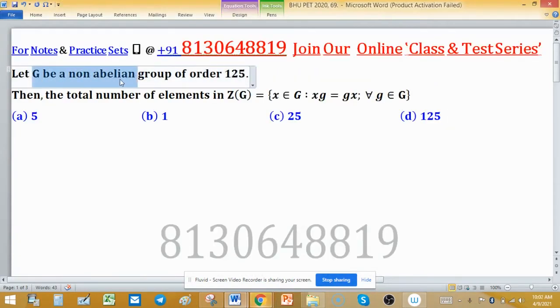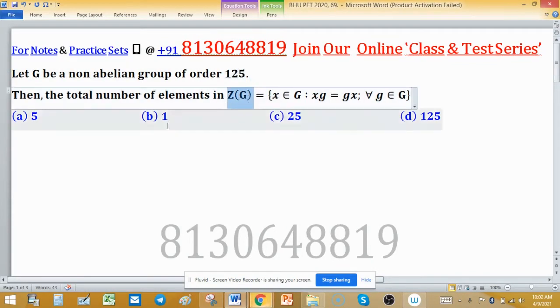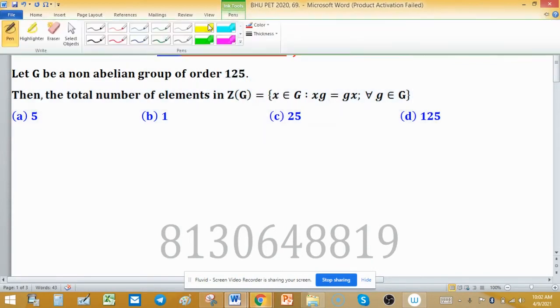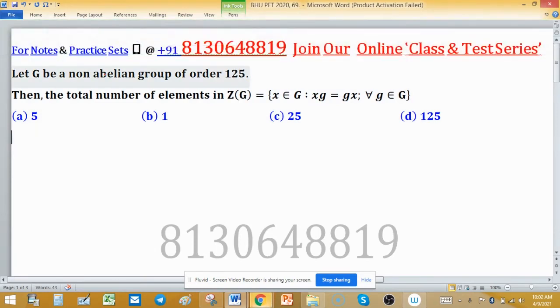Let G be a non-abelian group of order 125. Then the total number of elements in center of G is how many elements? Number of elements in Z(G), or you can say cardinality of Z(G). Order of G is 125 and G is non-abelian.